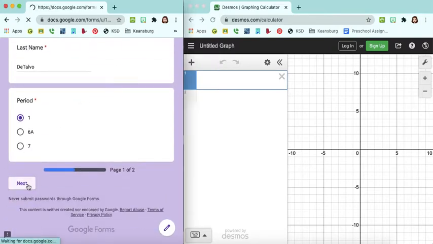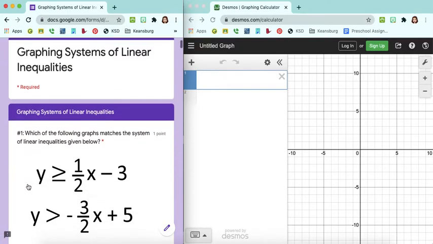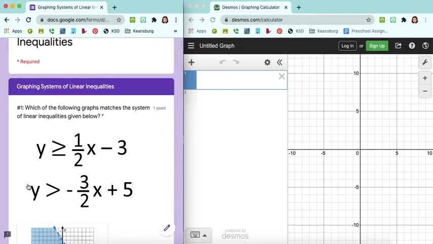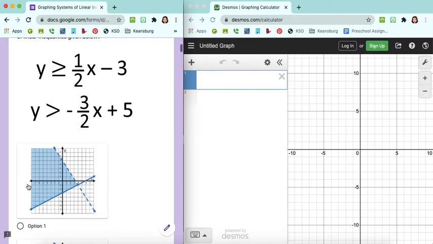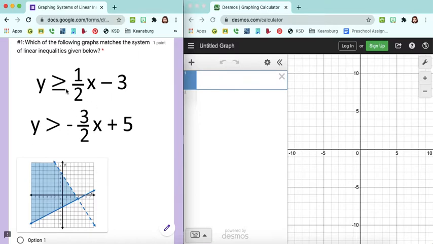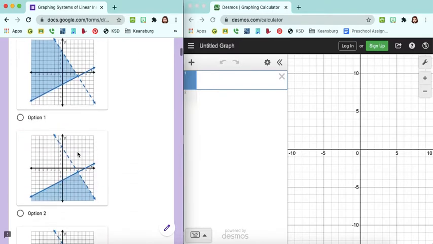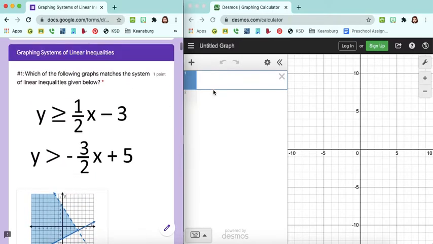Hit next. The first question wants to know which of the following graphs matches the system of linear inequalities given below. So in order to decide, first I'm going to type both of these inequalities into Desmos so that I get a picture, and then I can match the picture to my options. So I'm going to go over to Desmos.